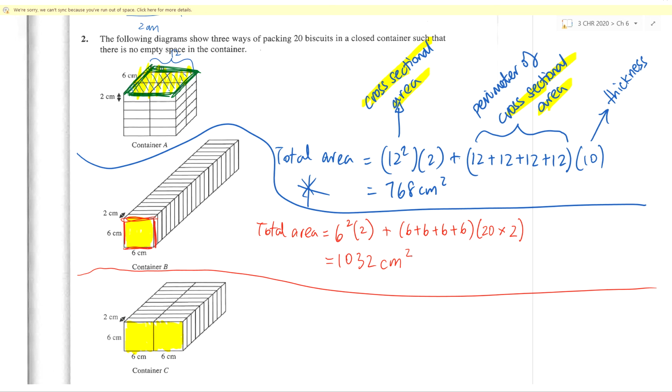So one way we can actually decide is to compare A and B. The difference between A and B is that the cross-sectional area for A is much bigger than the cross-sectional area for B. Because we stack 4 of them, we place 4 of them side by side. With this difference, we resulted in a reduction of the total area. So comparing A and C, if A has a bigger cross-sectional area, it should mean that it has a smaller area compared to C. Let's confirm that.